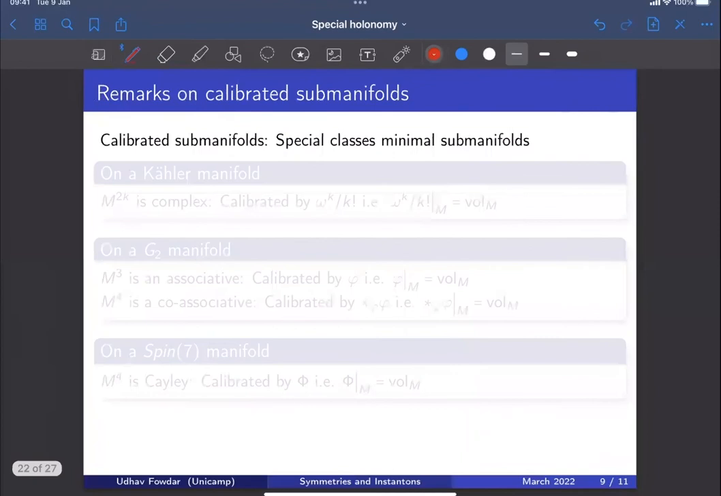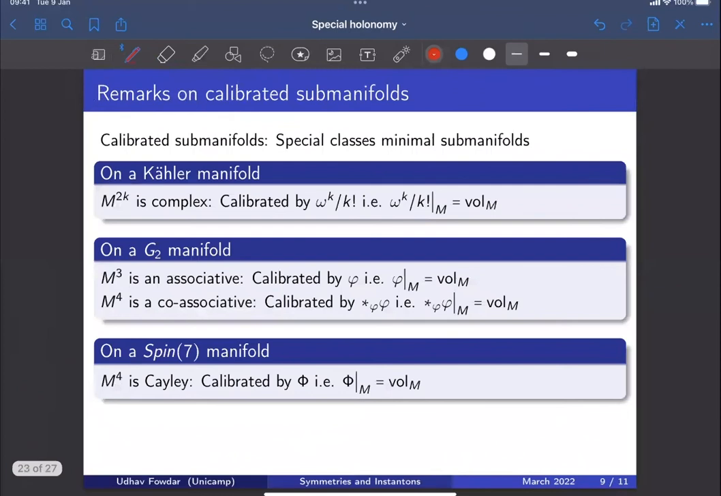Okay, so now let me make some remarks about calibrated submanifolds. So quick reminder, calibrated submanifolds are certain special classes of minimal submanifolds. They're special in the sense that they are minimizers of the area functional. And by contrast to general minimal submanifolds, which are determined by a second order PDE condition, calibrated submanifolds are only determined by a first order one. So they're often easier to find.